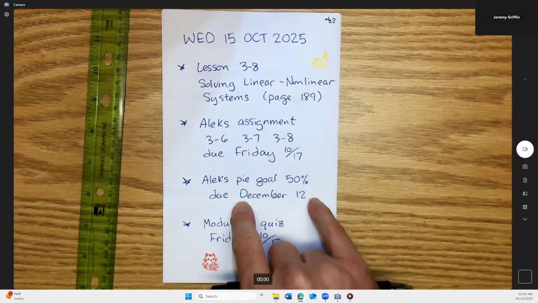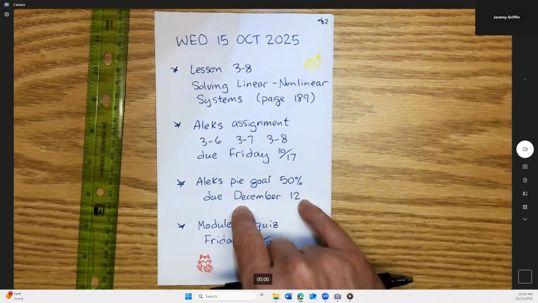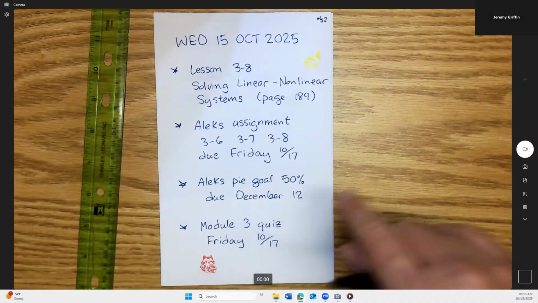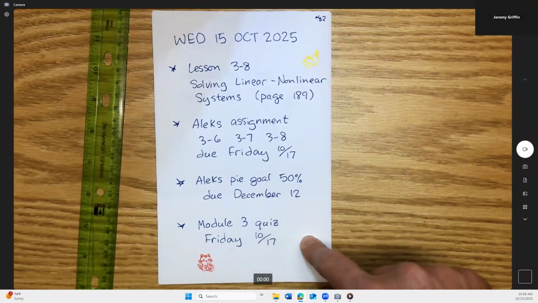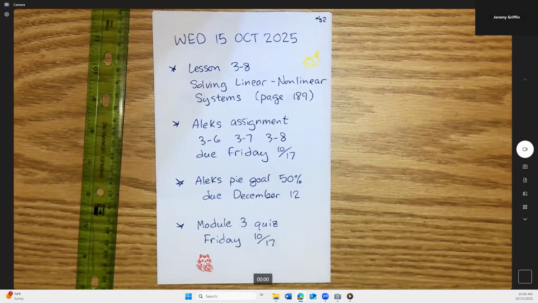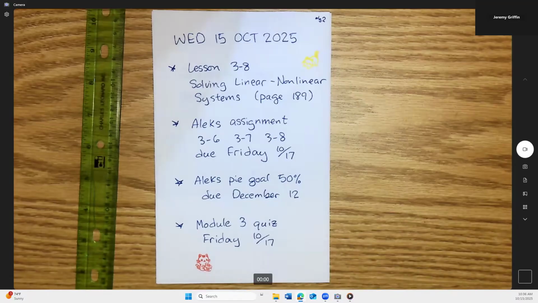Also keep in mind that your next pi goal isn't due for a couple of months, December 12th. That's your 50% pi goal, and that'll lead into the midterms. There is a quiz on Friday. So tomorrow I'll do a module 3 review with you guys, which is just parabolas all over the place, right? And then quiz on Friday.